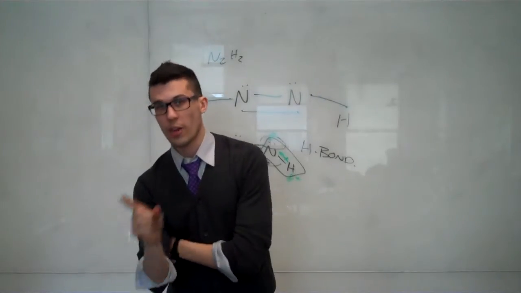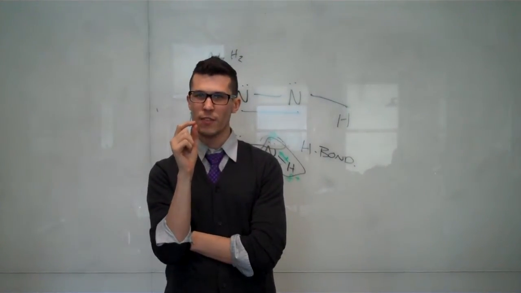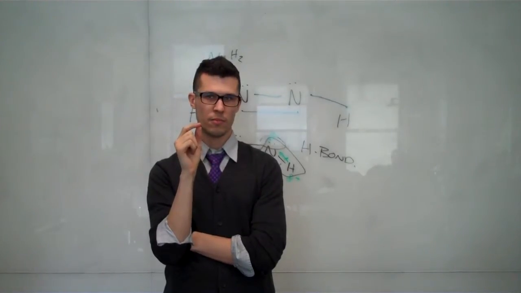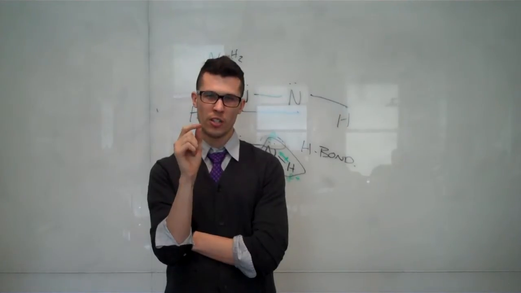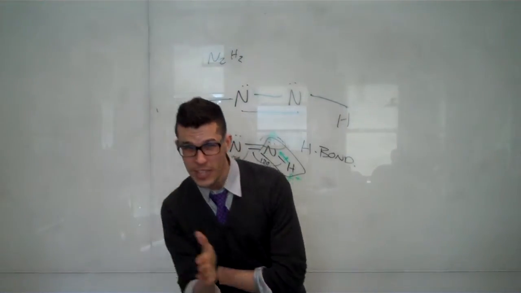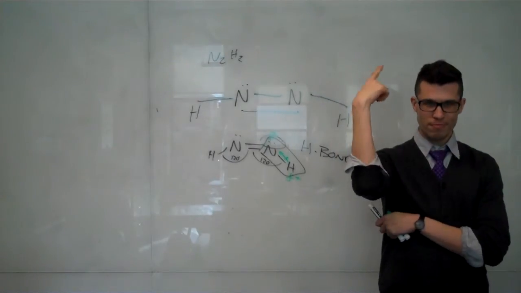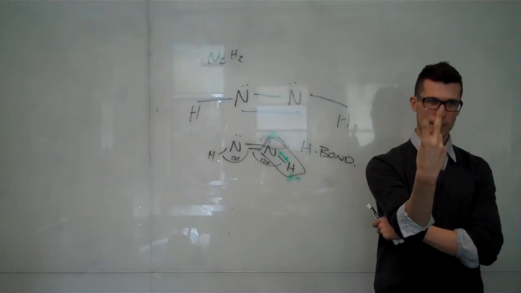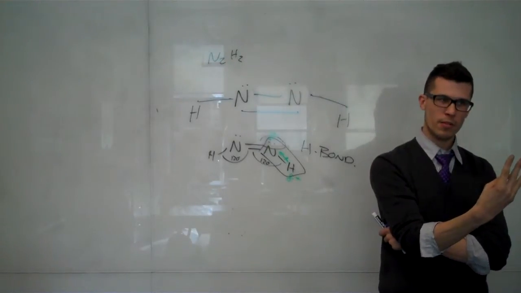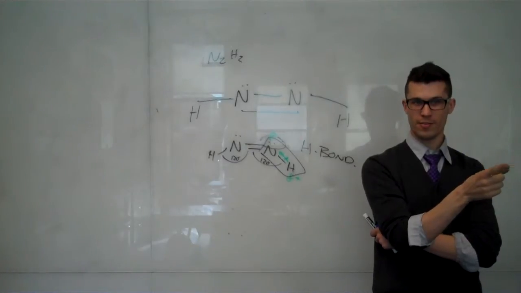So if we want to rank these right now, from the strongest type of intermolecular force to the weakest type of intermolecular force, the strongest would be hydrogen bonds, the second strongest would be dipole-dipole, and the weakest would be Van der Waals. Van der Waals, that's right. Van der Waals is with the non-polar, right?